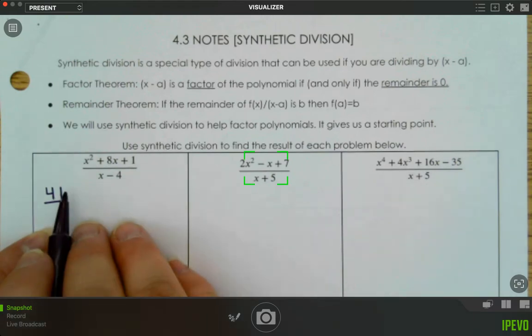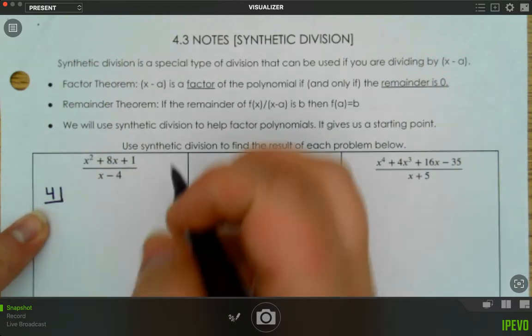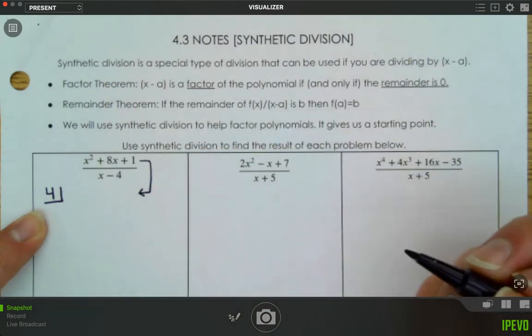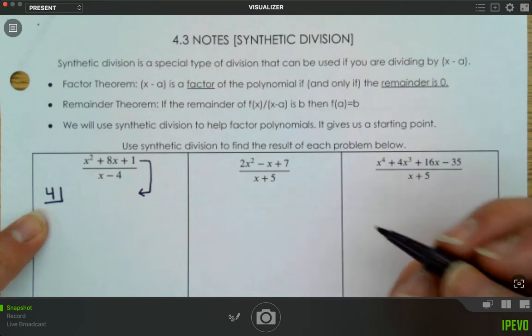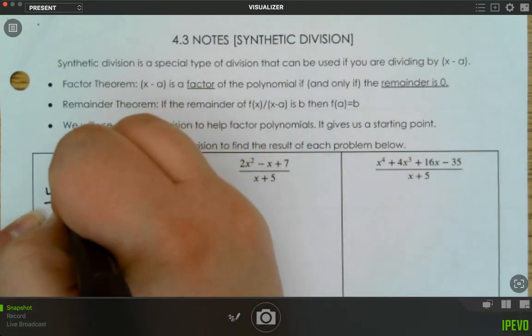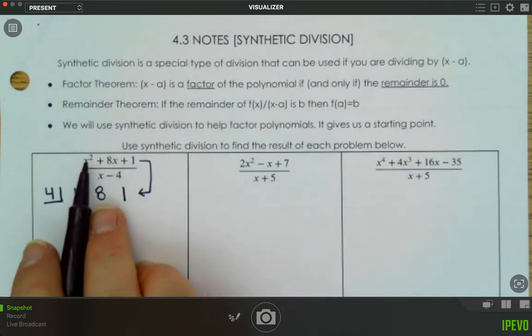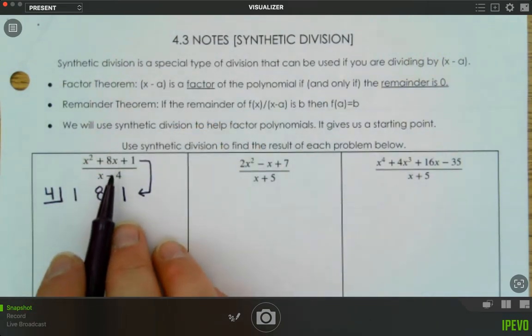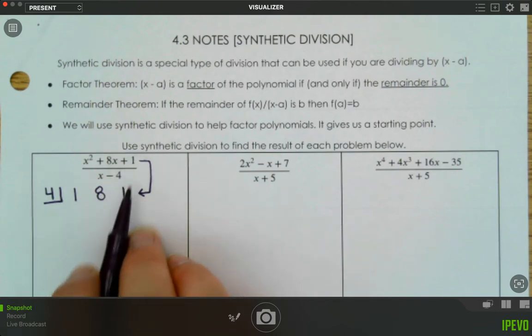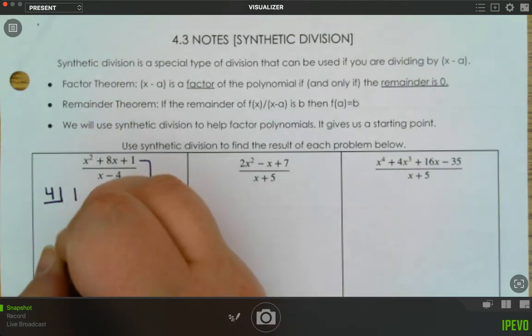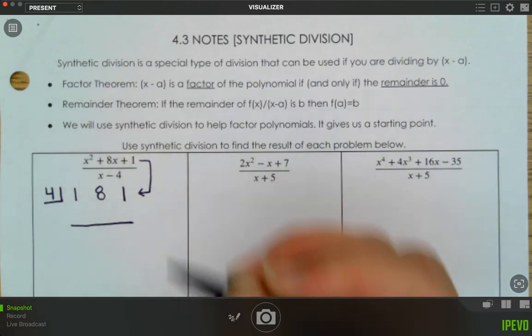And then what you're gonna do afterwards is you're gonna take this and write it right here, but you're not gonna include any of the variables. So just the coefficients. Like x squared has a 1 in front of it, x has an 8 in front of it, and there's a 1 at the end. So just the numbers. Almost like we did when we were doing matrices. It's kind of similar to that.